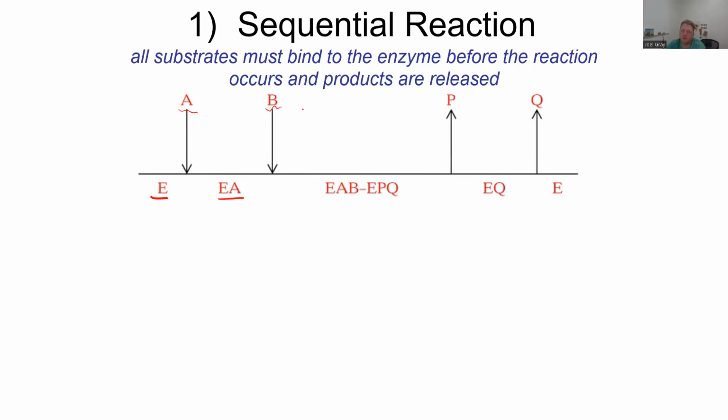Then our second substrate, labeled B, comes into play. B binds to that EA complex, resulting in EAB, which results in the formation of our two products, P and Q respectively. So briefly we have this EPQ complex. That EPQ complex is going to release P, leaving behind EQ, and then Q is going to be released, leaving behind E.